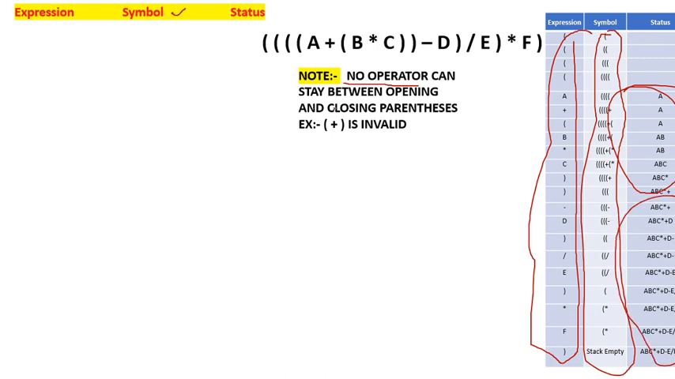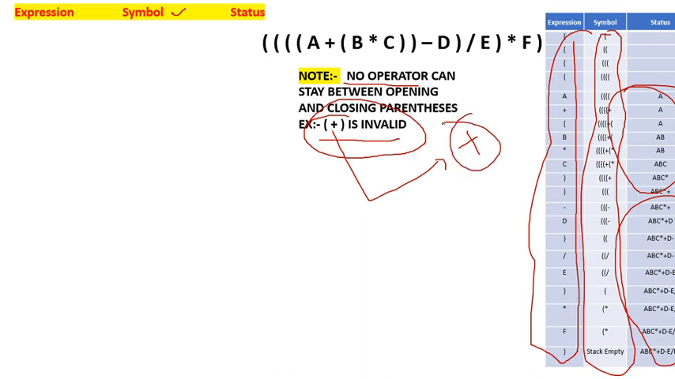What is that condition? No operator can stay between an opening and a closing parenthesis. If this condition applies, it is not possible to write that operator in symbol. If this happens, what will we do? This plus will immediately pop out, and it will go to the status column. We will see it in an example.